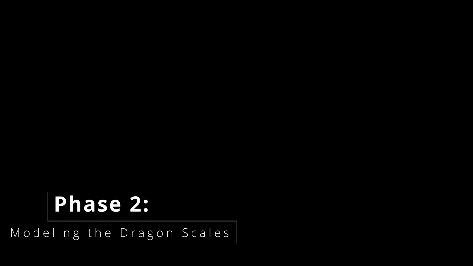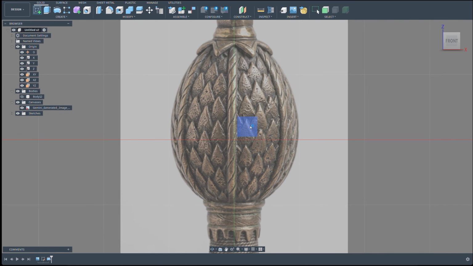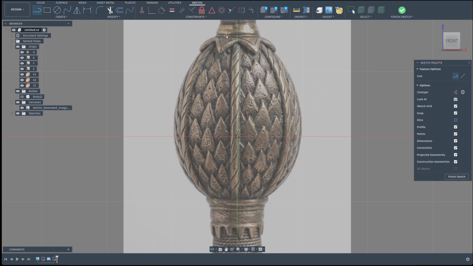Phase 2. Modeling the dragon scales. Let us create the dragon scales. On both sides of the center line, I will create two vertical lines that will limit the width of a single scale. I will make it slightly wider than the visible part, keeping in mind that it will be overlapped by adjacent scales.